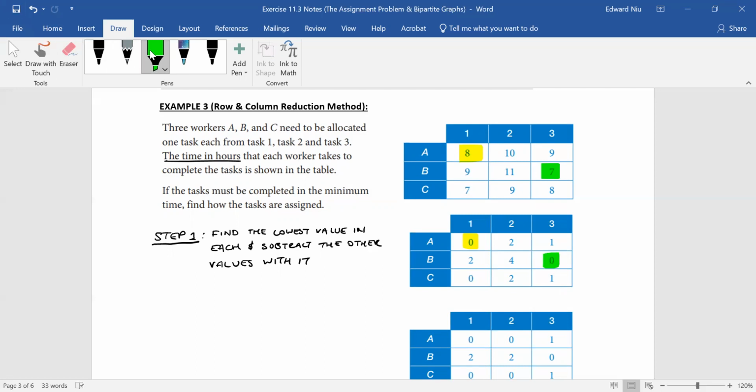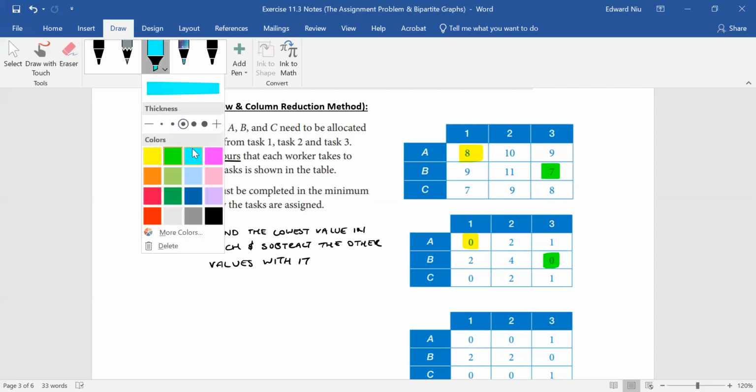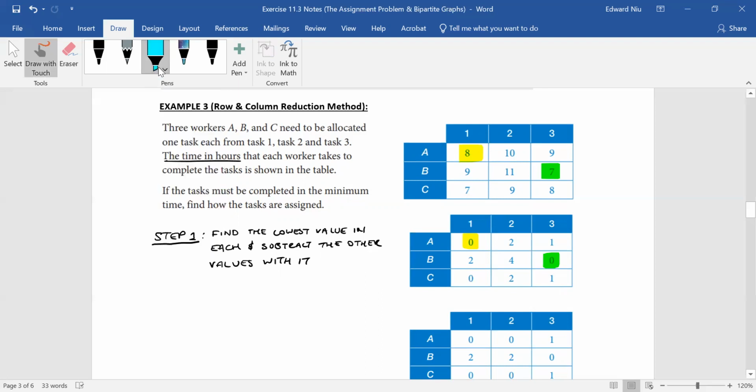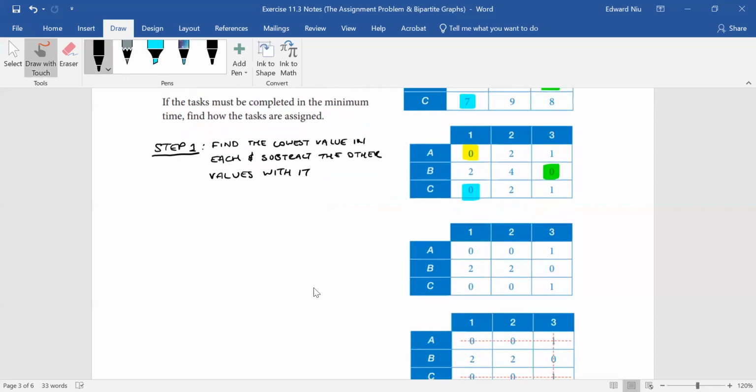And then we go and take a look at person C. Person C, we've got ourselves 7, 9, and 8. So job 1, person C is the most efficient at. We subtract the entire row by 7. So 7 take 7, 0. 9 take 7, 2. All right, 8 take 7 is 1. After that, what you'll notice is we've got ourselves a bunch of rows and columns with zeros.